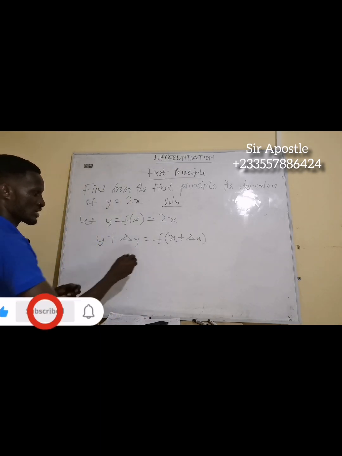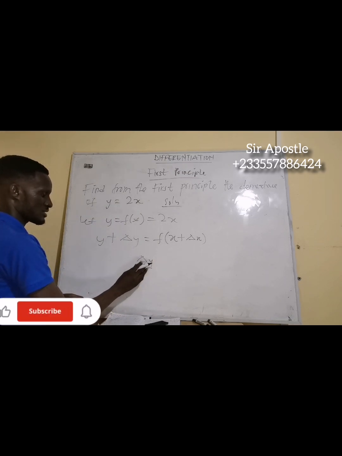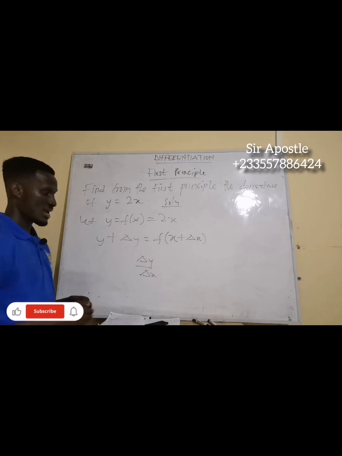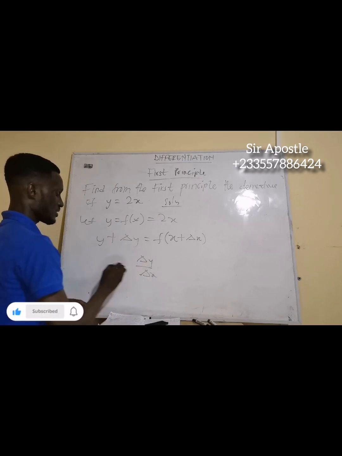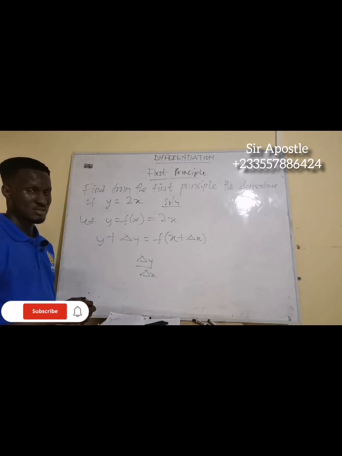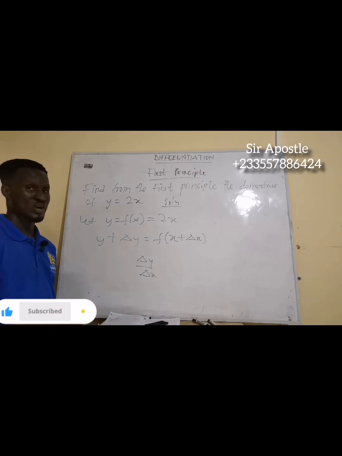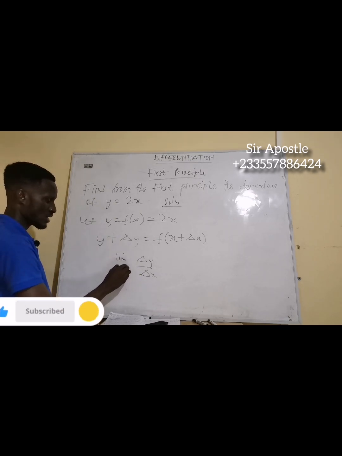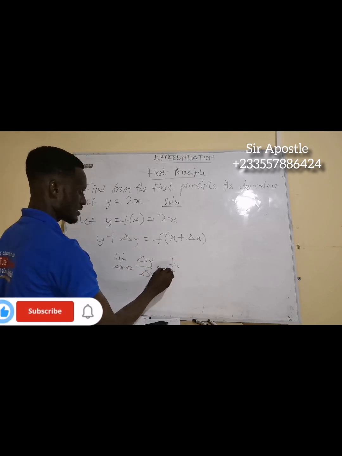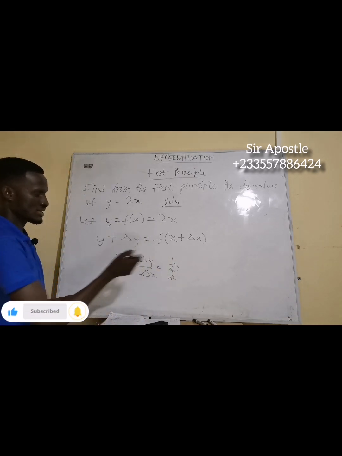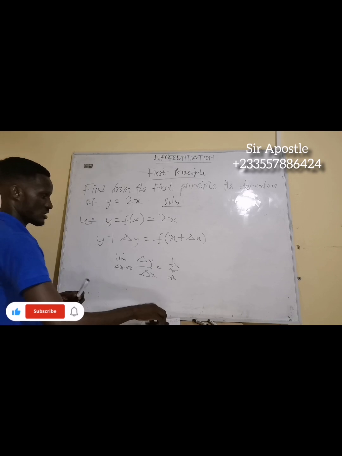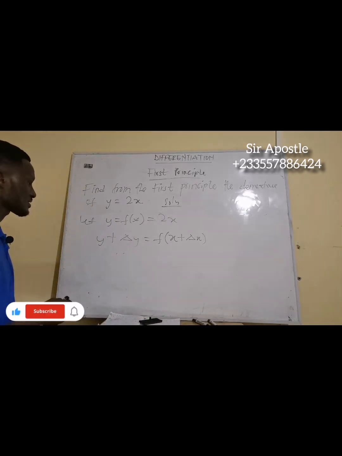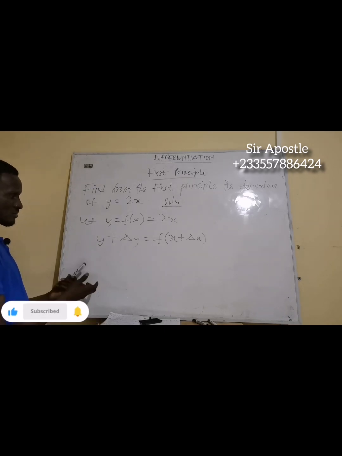Now what I'm looking for is the difference in y over the difference in x, and the difference in y over the difference in x is approximately equal to the derivative. The limit of this one is equal to the derivative. That is, the limit of the change in x approaching 0 is the same as dy/dx. So solving for this one is the same as solving for the derivative. Understand?